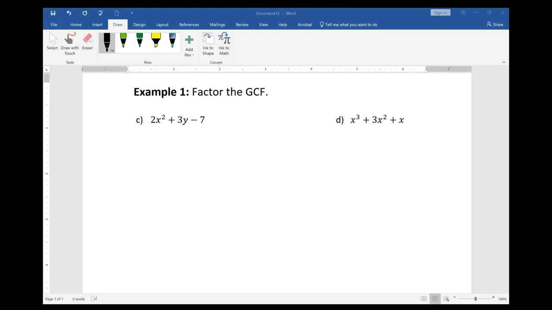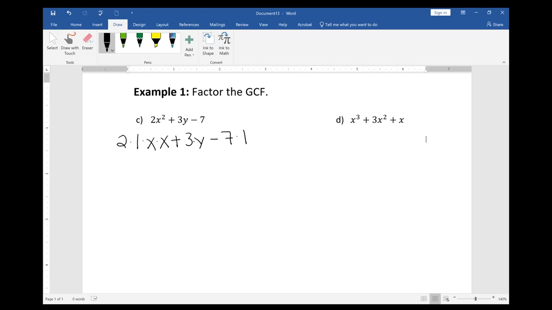Example 1, Part C. Factor the greatest common factor of 2x squared plus 3y minus 7. So I will go ahead and factor each term out, and once I factor each term out, I will try to determine a greatest common factor. So 2x squared, we could write it as 2 times 1 times x. 3y, we could write it as 3 times y, and negative 7, we could write it as negative 7 times 1. As we can see, there is no common factor within all the terms.